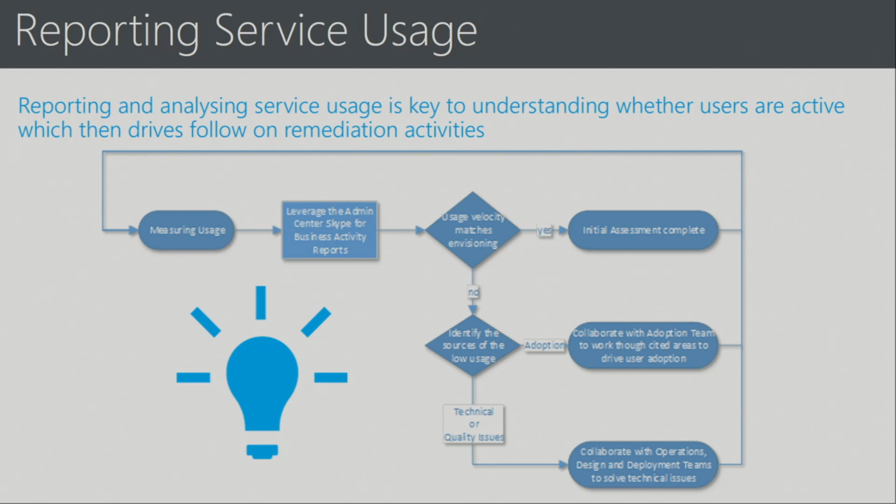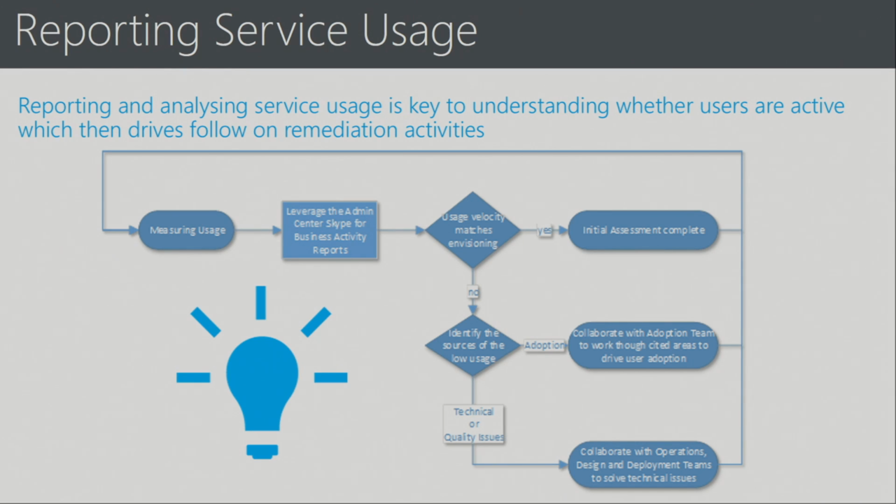Why am I missing this? Is it something in my adoption materials that I'm missing? Is it a technical issue? Is it a quality issue? Right? So being able to figure out, and you've got a decision tree here, like identifying the source of low usage. Well, if it's adoption, let's go fix that. Go figure out what's wrong with our adoption strategy and fix that. Maybe it's a technical issue or a call quality issue, right?